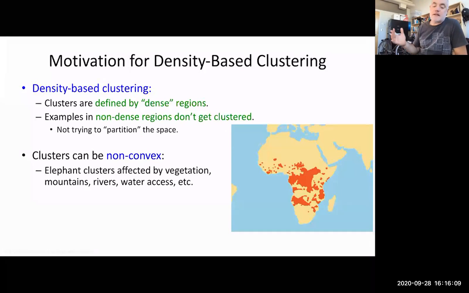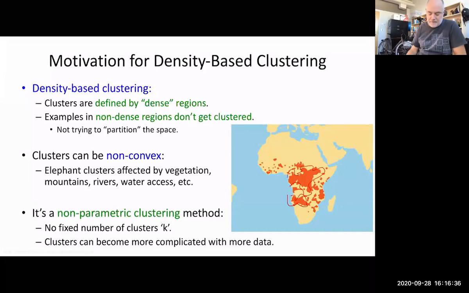And for lots and lots of applications, clusters are really all about density. So if you care about where elephants live, elephant habitat clustering, these are affected by vegetation, mountains, and all sorts of environmental factors. But the point is, elephants live in these really wonkily shaped regions, right? That's not like a k-means clustering of space. It's just, here are clusters where elephants live, okay?